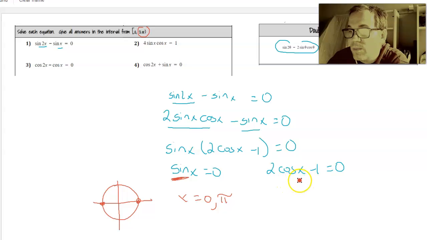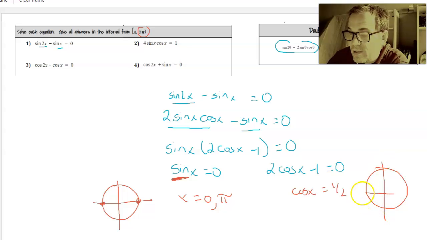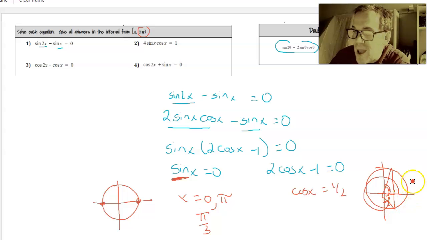This guy, if I add 1 to both sides and divide by 2, I can see that cosine of x equals 1/2. So I draw my picture in my head. Worst drawing ever. But these are pi over 3 reference angles. So my other answer would be pi over 3. That's what this one is. And then this goes almost all the way around, but it stops pi over 3 short of 2 pi. I need to think of 2 pi as being 6 pi over 3, and pi over 3 less than that is 5 pi over 3. And those are my answers.